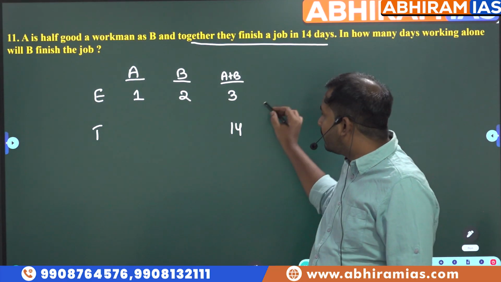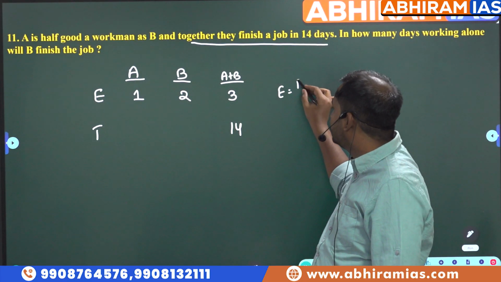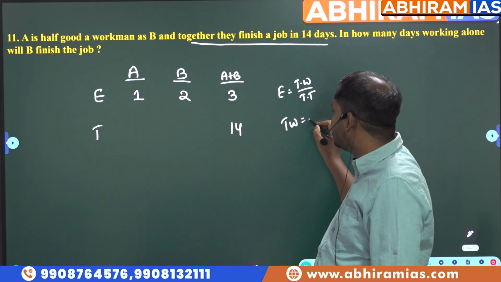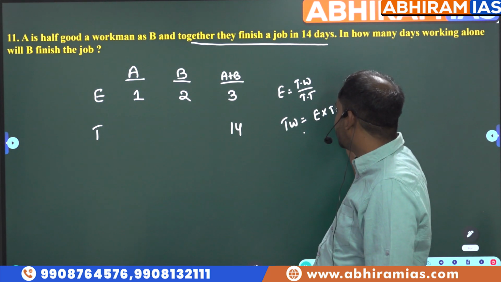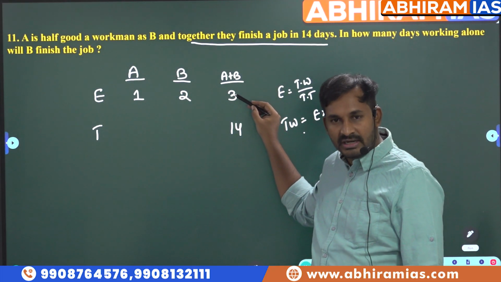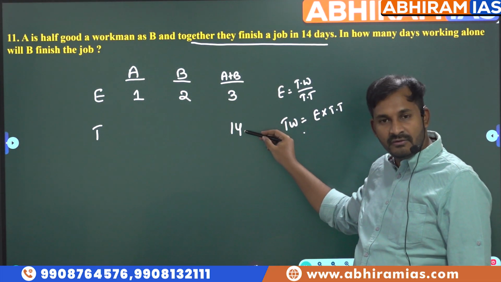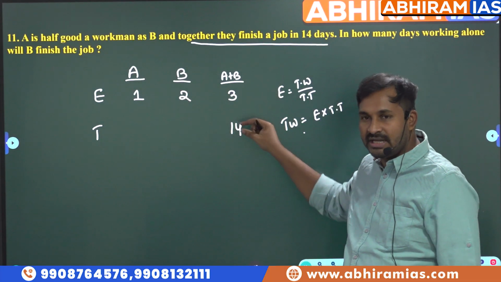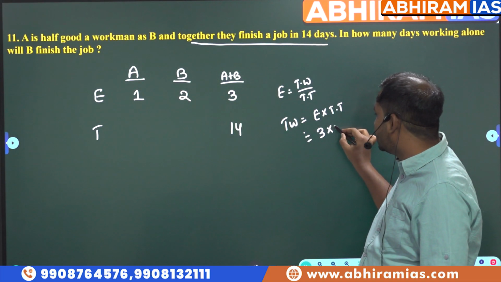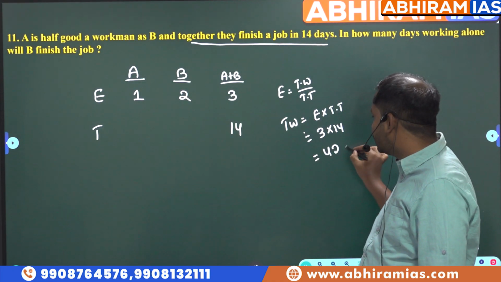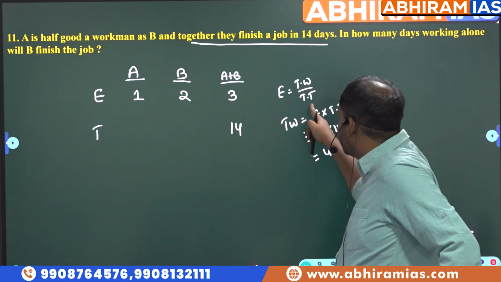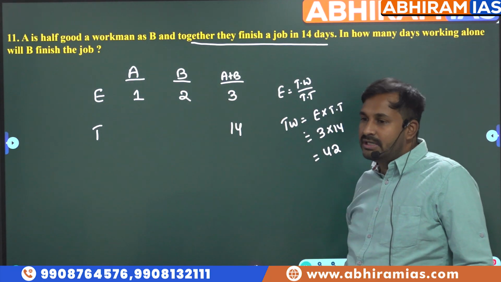Simple. మనకు ఫార్ములానే ఉంది కదా, efficiency is equal to what? Total work by time taken. From this, total work I can write as efficiency into time taken. I have A and B's combined efficiency as 3. And what is the time taken by A and B together? 14. Efficiency into time taken is the total work. So now here efficiency is 3 and time taken is 14. So my total work will become 42. In this type of cases, we will find total work by multiplying efficiency into time taken.